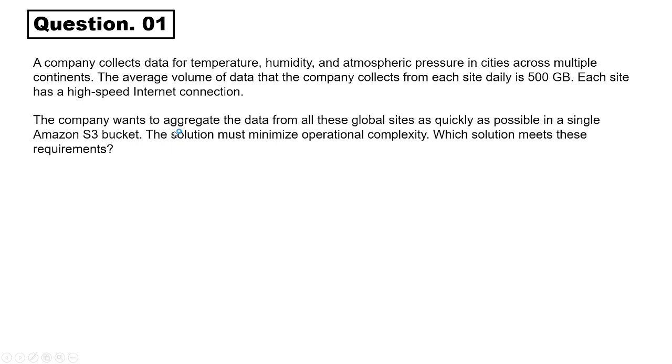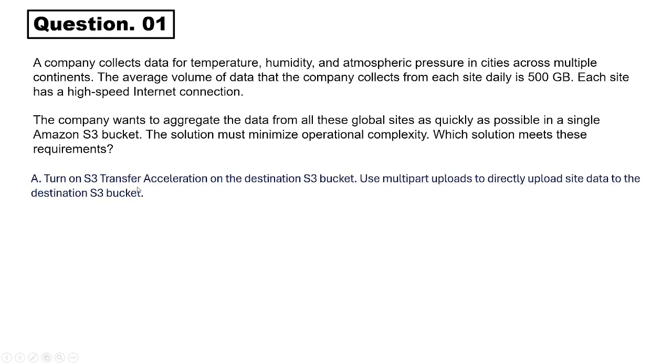The company wants to aggregate the data from all these global sites as quickly as possible in a single Amazon S3 bucket. The solution must minimize operational complexity. Which solution meets these requirements? Here are the options. Option A, turn on S3 Transfer Acceleration on the destination S3 bucket. Use multi-part upload to directly upload site data to the destination S3 bucket.